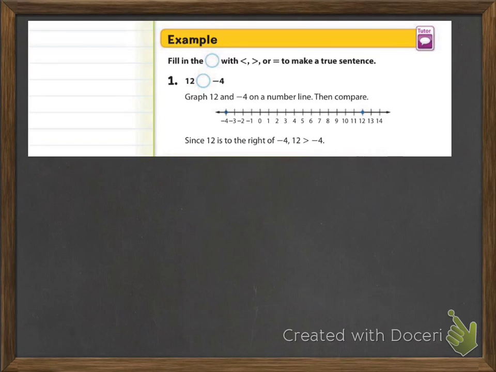So the example that you see here says to fill in the circle with less than, greater than, or equal to make the sentence true. So graph 12 and negative 4 on the number line, then compare. So throughout this section, I'd like you to use 2 separate colors. So right now, I'm going to go ahead and graph 12, which as you can see, they've already done for you, but I'd like you to go ahead and graph over it with a different color. And then I'd like you to graph negative 4, which is going to be back here far, far to the left. And so this last piece is actually what your answer is going to look like. It says since 12 is to the right of negative 4, 12 is greater than negative 4. So this is going to be your inequality, and this is your justification right here.